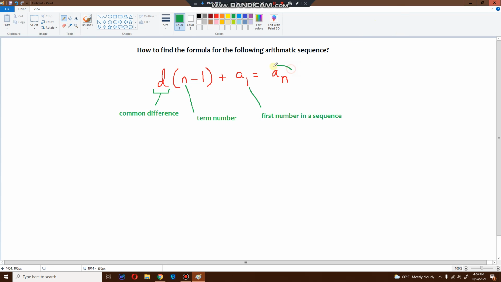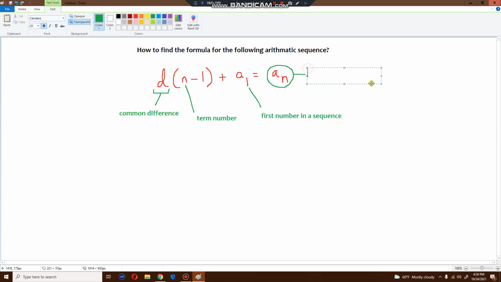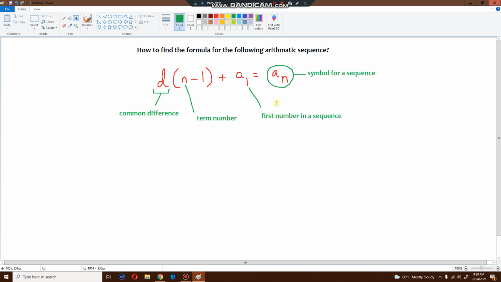And this A sub n is just the symbol for a sequence. It's just a symbol. Okay? So you don't have to do anything with the A sub n. It's just a sign that's saying you're dealing with a sequence. Alright? Now let me give you an example right now, just to show you what everything means here.